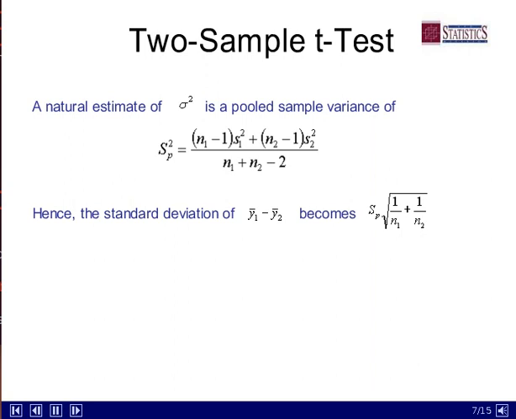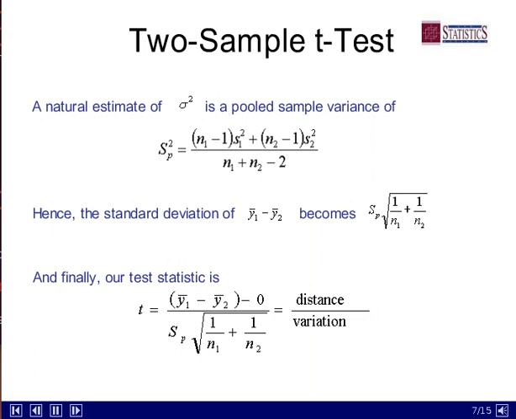Now we actually need the standard deviation, not the variance, for the estimator, because our t-statistic is always divided by a standard deviation, not a variance. So we simply square root the formula from before. We put S P squared in as our estimator for sigma squared, and then square root that whole quantity. That gives us S sub P times the square root of 1 over n1 plus 1 over n2.